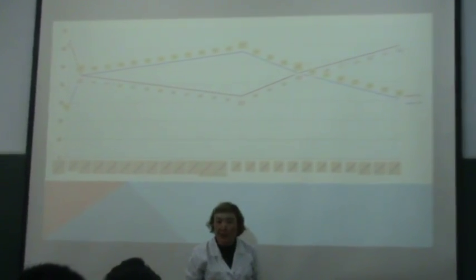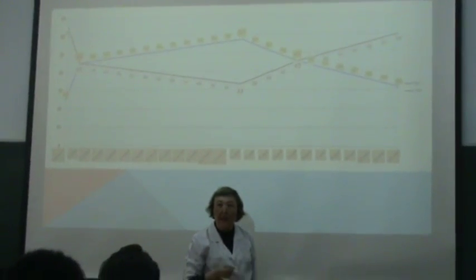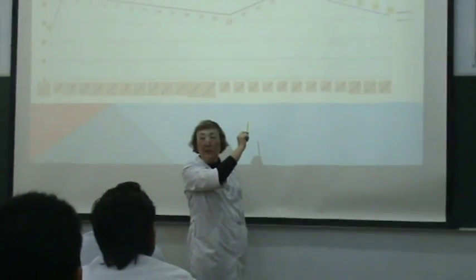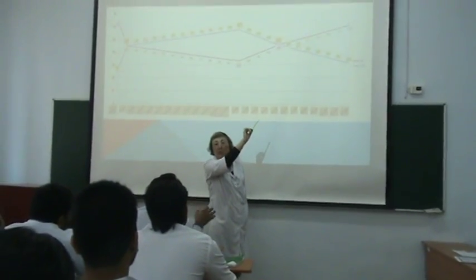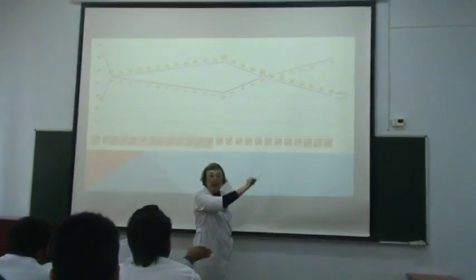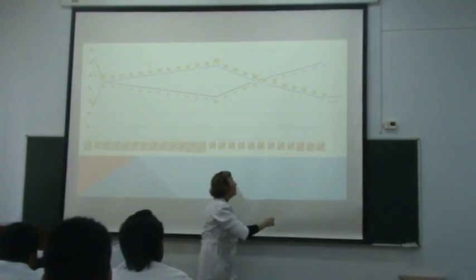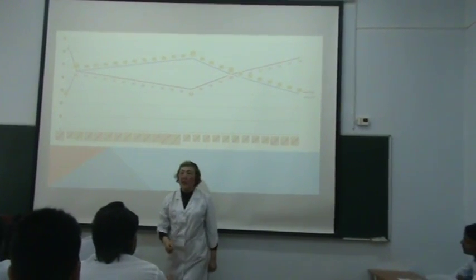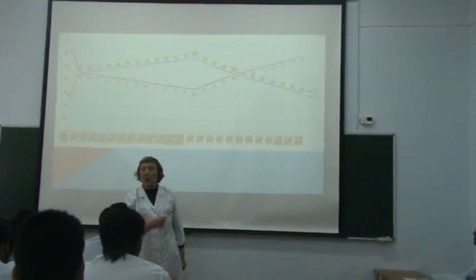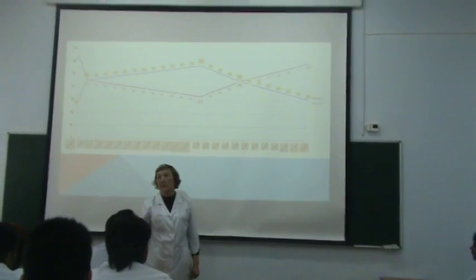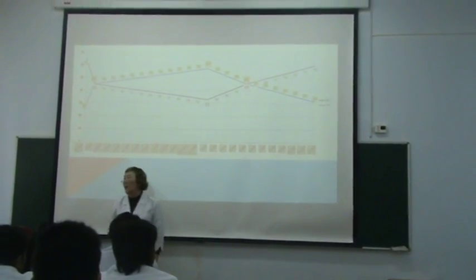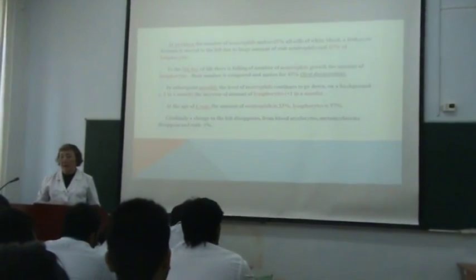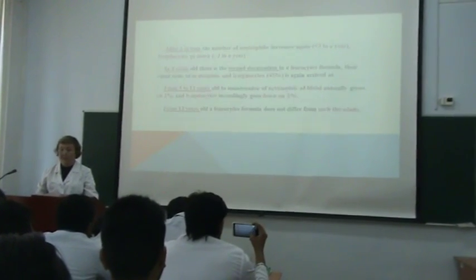What do you find? Neutrophils continue to increase, lymphocytes decrease, and at 12 years old, this formula is done. This is why I explained.